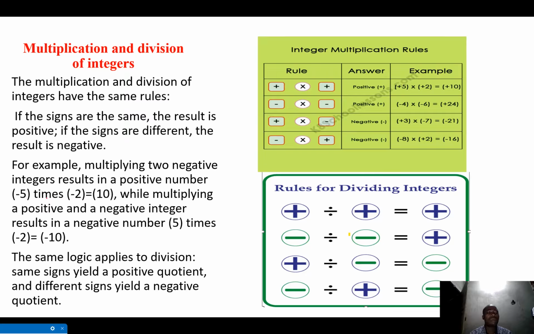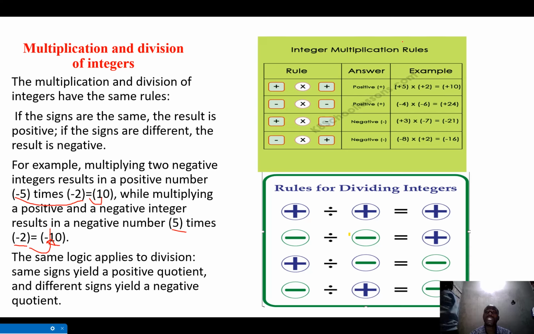Let's say negative 5 times negative 2 gives us positive 10. While multiplying a positive and a negative results in a negative number. An example is 5 times negative 2, which gives a negative 10. So long as the signs are different, then we shall always get a negative answer. That's why we are getting a negative 10 here. The same logic applies to division. Same signs yield a positive quotient. Different signs yield a negative quotient.